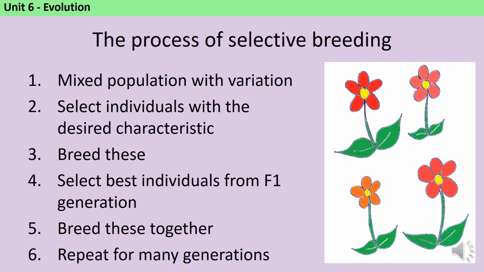The process of selective breeding is actually very similar to natural selection, except instead of waiting to see who survives and breeds, the farmer is picking based on something that may not actually be an advantage for survival. So we start out with a mixed population, and from that mixed population that contains variation, we're going to choose 2 individuals that have the desired characteristic.